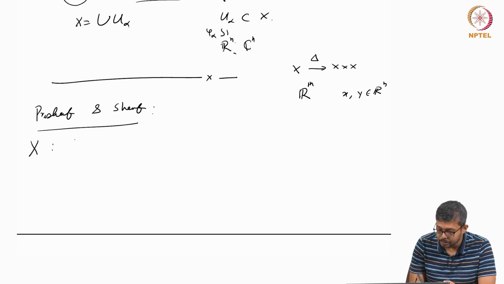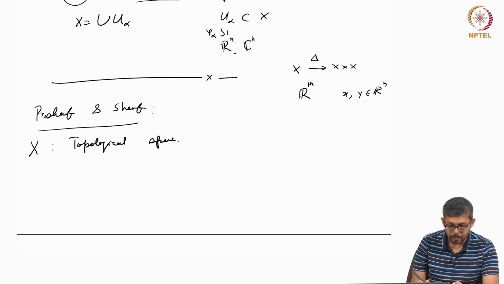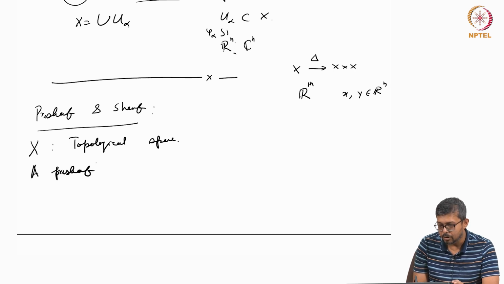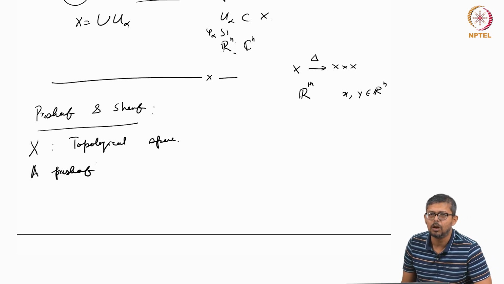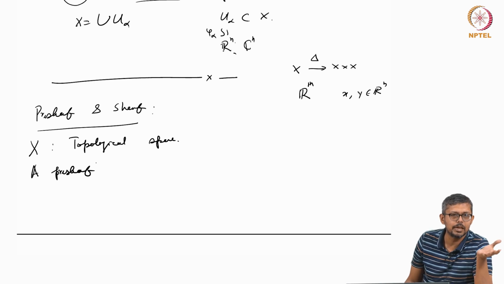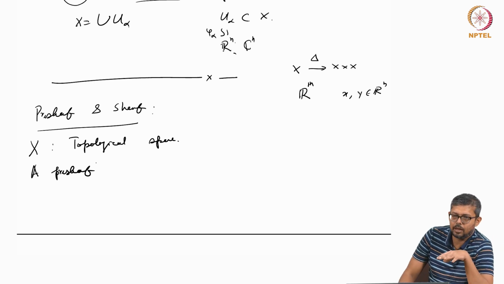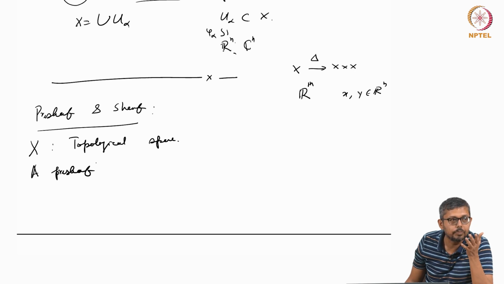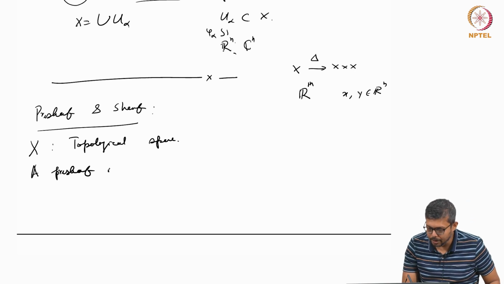So, X suppose is a topological space. A presheaf. You can talk about presheaf of sets, but mostly we will work with some structure, since presheaf of sets is not a very good thing. Presheaf of abelian groups. Abelian groups are the simplest objects, right? Z-modules. So, presheaf of abelian groups.